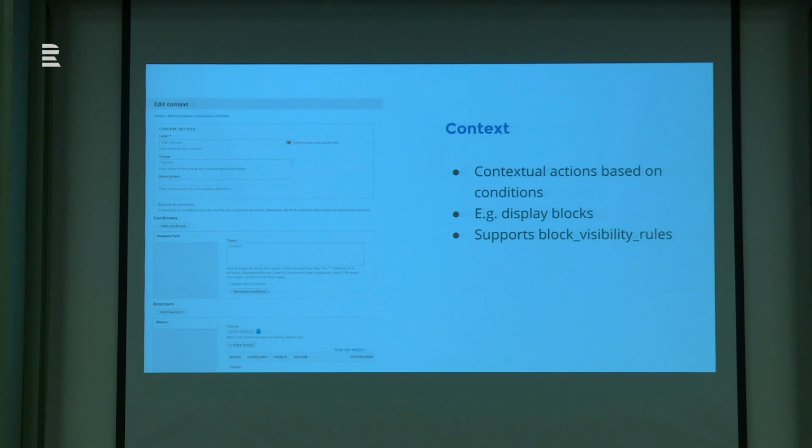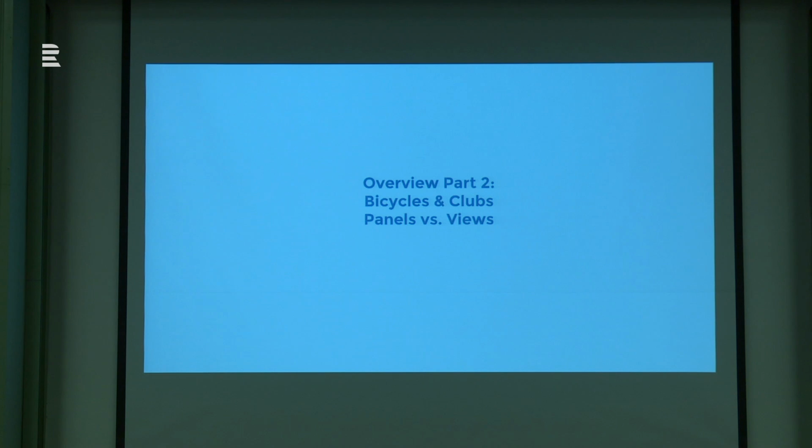For the context module, we can basically react on different sections of the website and perform actions. And one of those actions is to add additional blocks, which is the use case that we're looking at from a content layout perspective. And the context can also work together with the block visibility rules that we mentioned in the beginning.